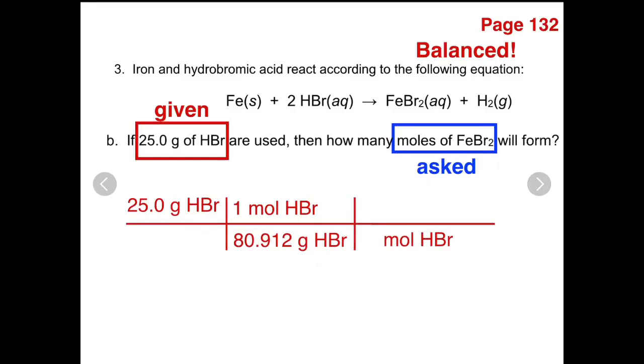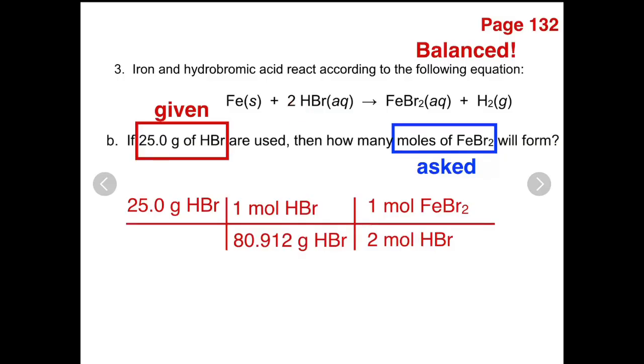Now you have moles of hydrobromic acid, we're going to cancel that, and then we're going to go to moles of FeBr2, because you already got into moles of HBr. The next thing is to go from moles of the reactant to moles of the product by using the stoichiometric ratio here. And the ratio would be 2 to 1 in this case, right?